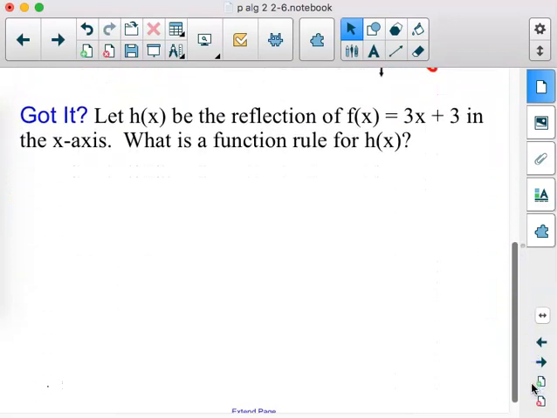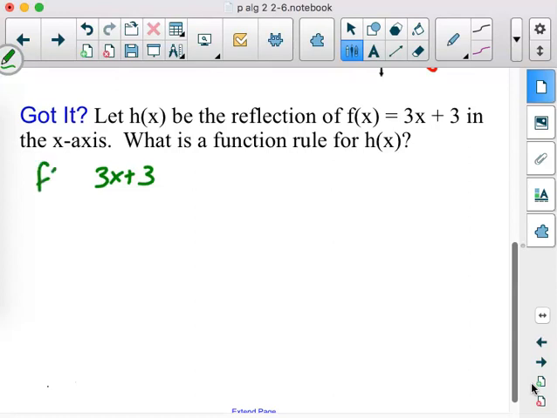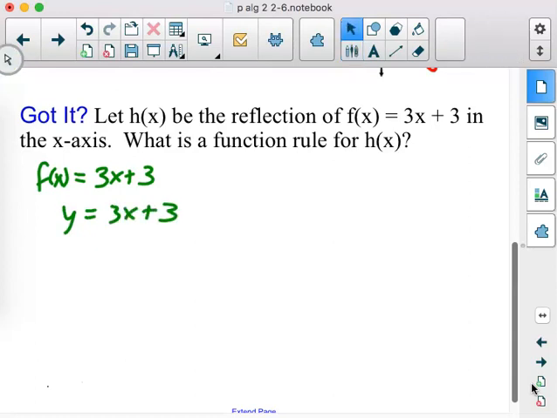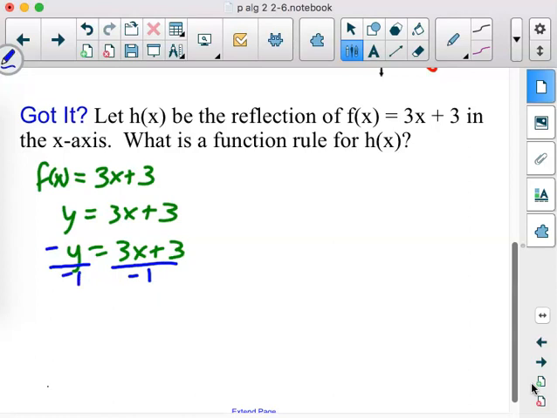Now this one says, let h of x be a reflection of 3x plus 3 in the x-axis. Well, the first thing I have to do is realize that f of x is y. Remember, that's just fancy function notation that tells us that this was a function. And now, because I want to reflect over the x-axis, I have to make the y negative. But we look at that and say, well, that's not right. We want that in slope-intercept form. So we would multiply or divide everything here by negative 1.